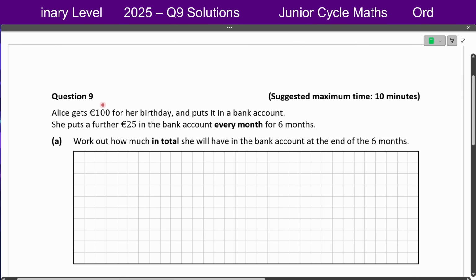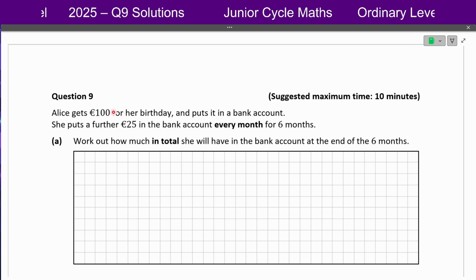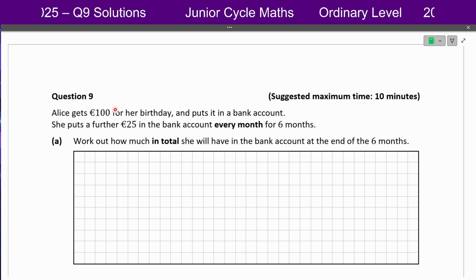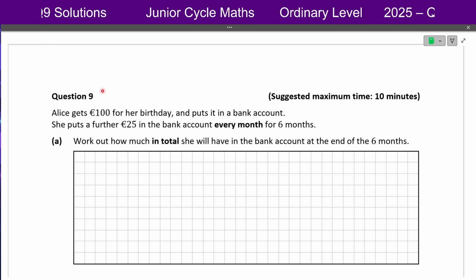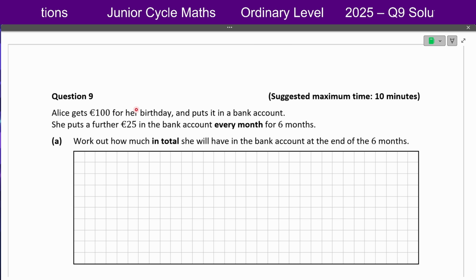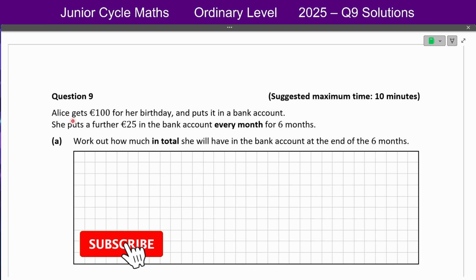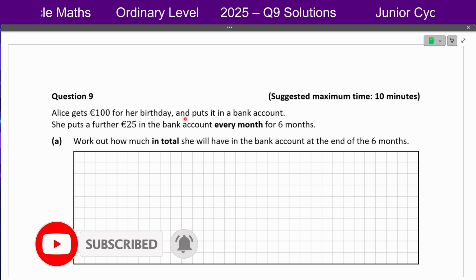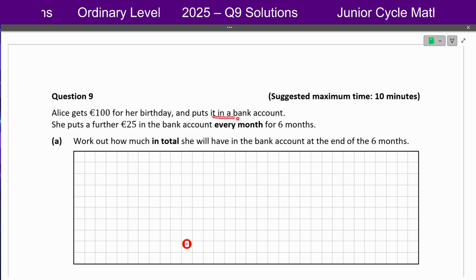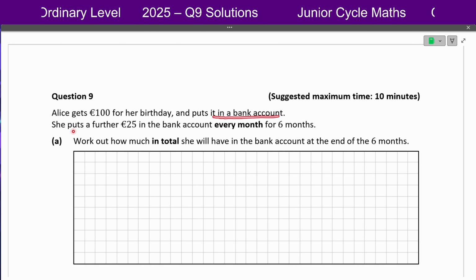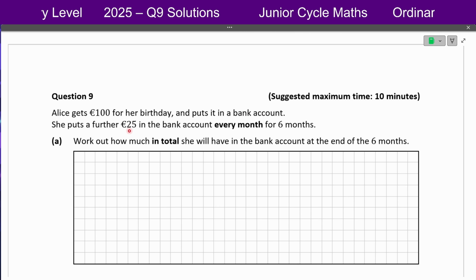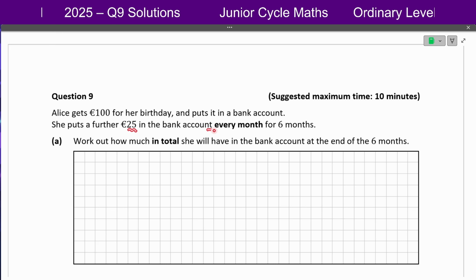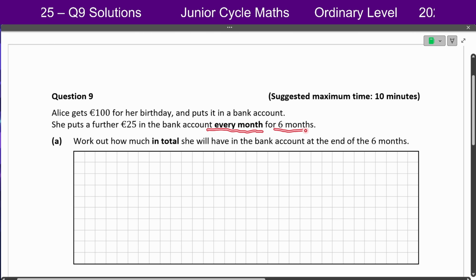Hello again. Here is question 9 from the 2025 Junior Cycle Ordinary Level Maths exam. This question is on arithmetic. It says Alice gets €100 for her birthday, and she puts it in a bank account. And she puts a further 25 in the bank account every month for 6 months.